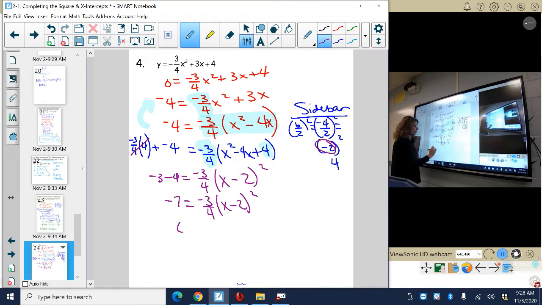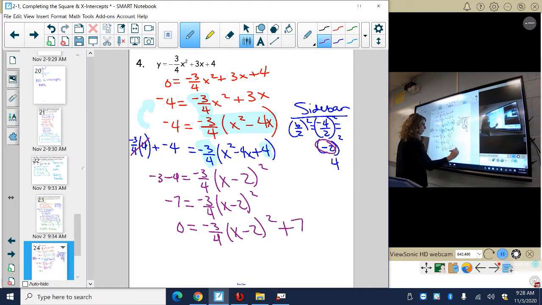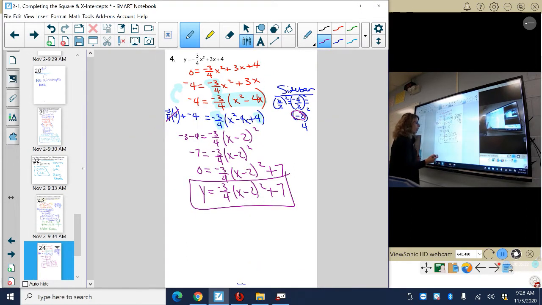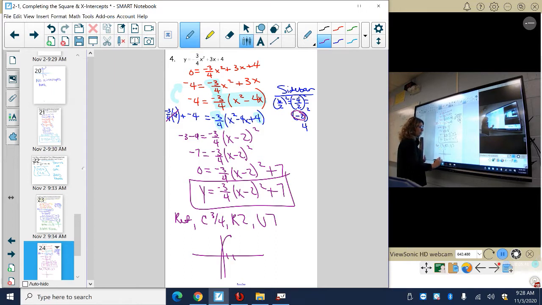Bring the negative 7 over to make that a 0. So then y is equal to negative 3/4 times x minus 2 squared plus 7. So what is happening to this thing? Well, that means this thing is going to be reflected. It is going to go a compress of 3/4, so it's going to be a fat cereal bowl. Minus 2 means it's going to the right 2 units, and then it's going to go up 7. So this graph is going to be right 2 and up 7, but it's going to be reflected.